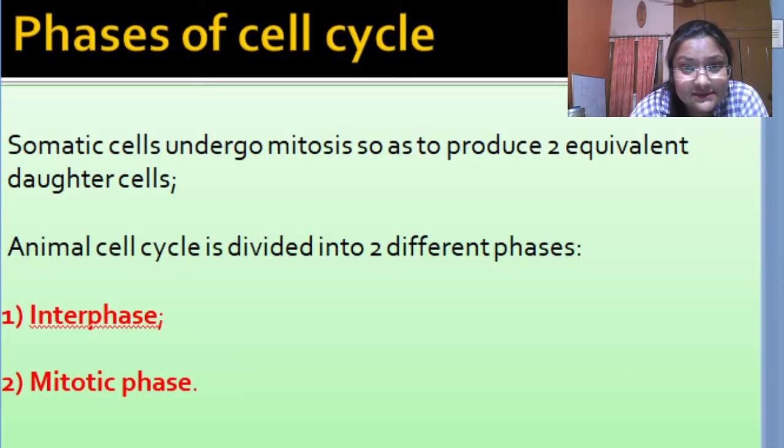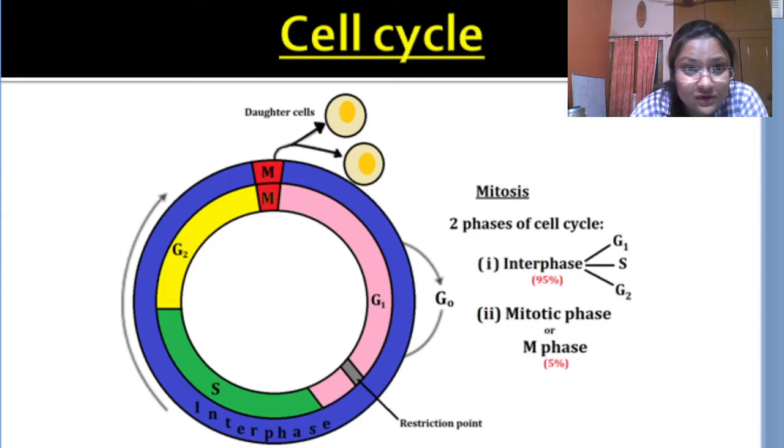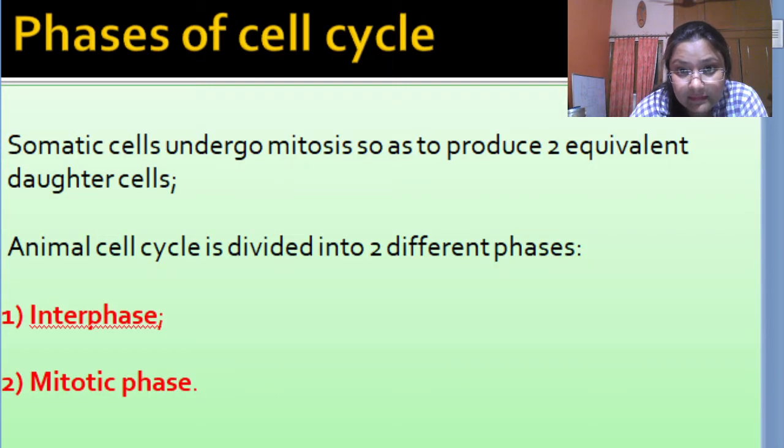So we already discussed that somatic cells undergo mitosis and produce two daughter cells. Let me show you the daughter cells. These are two daughter cells produced by a bigger mother cell. So the animal cell is divided in two phases, as we already discussed.